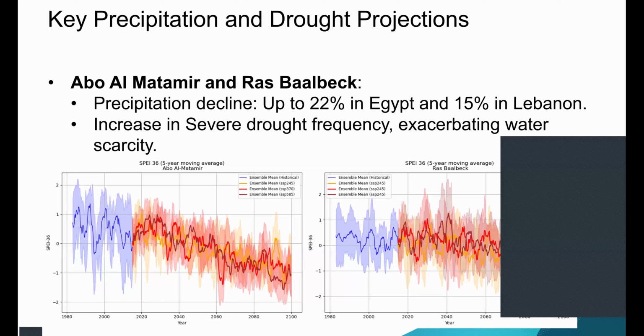So by the end of the century, the most exceptional drought we saw in the past will become more prolonged and much more intense. This will not only impact agricultural productivity, but also put further stress on local communities and ecosystems that depend on reliable water supplies. The combination of declining rainfall and increased drought frequency means that these basins will need targeted interventions to enhance water conservation, optimize irrigation practices, and explore alternative water sources to maintain agricultural and ecosystem.